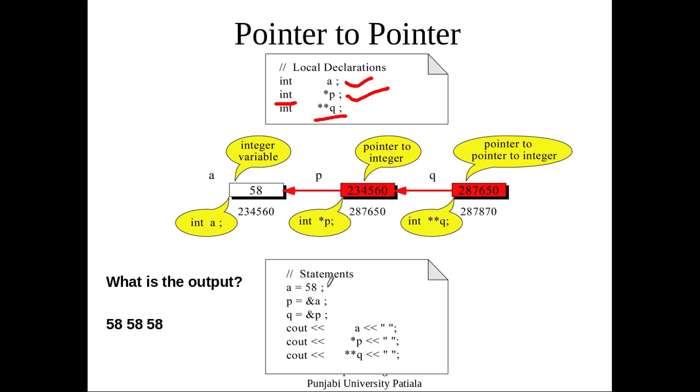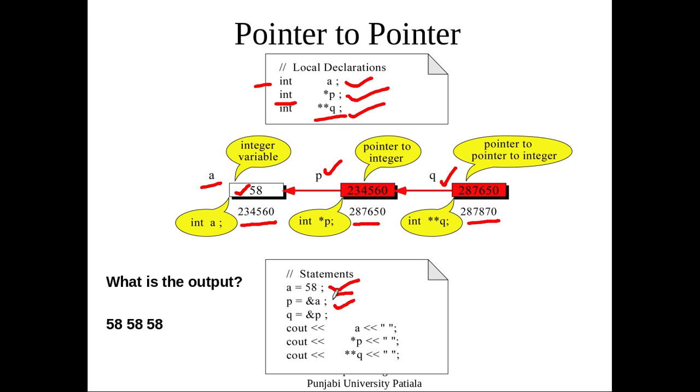Suppose in the very first line a is equal to 58. When this line is executed, in memory there is a free memory location with its address, and that location is now termed as a in my program. When I declare p, another free memory location is termed as p now. And when I declare q, another free memory location is now termed as the q variable. Now when the first line a = 58 is executed, 58 is placed as a value in the variable a.